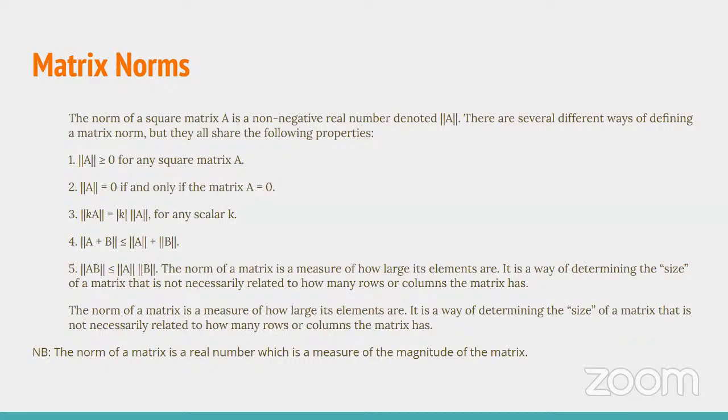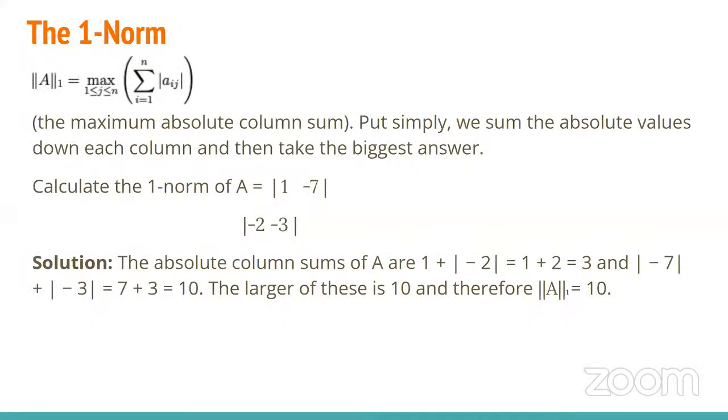So it's a way of determining the size of the matrix that is not necessarily related to how many rows or columns the matrix has. So the norm of a matrix is a real number. So let's just go because of our time. Next slide. So now this is the first type of norm we have, the one norm.